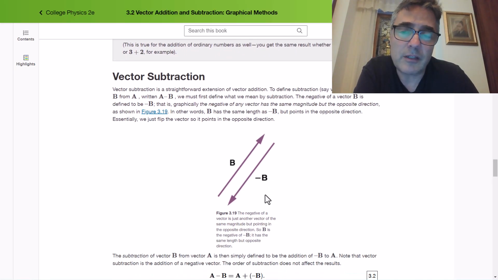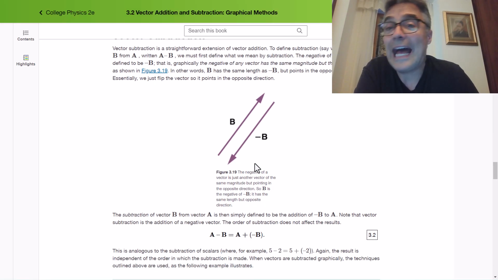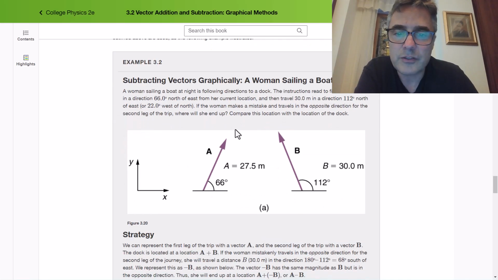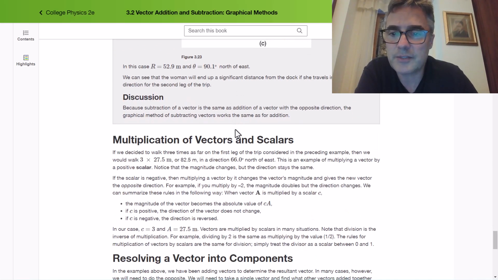There's also something called vector subtraction. And the way that works is you add the negative of the vector. So A minus B is A plus negative B, where negative B is B, but flipped in the opposite direction, 180 degrees. So they tell you how to add or how to subtract vectors. So you just add the minus.